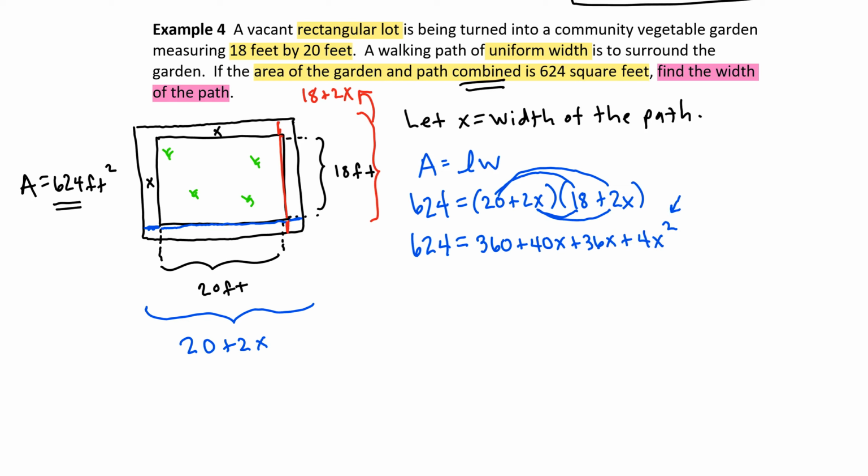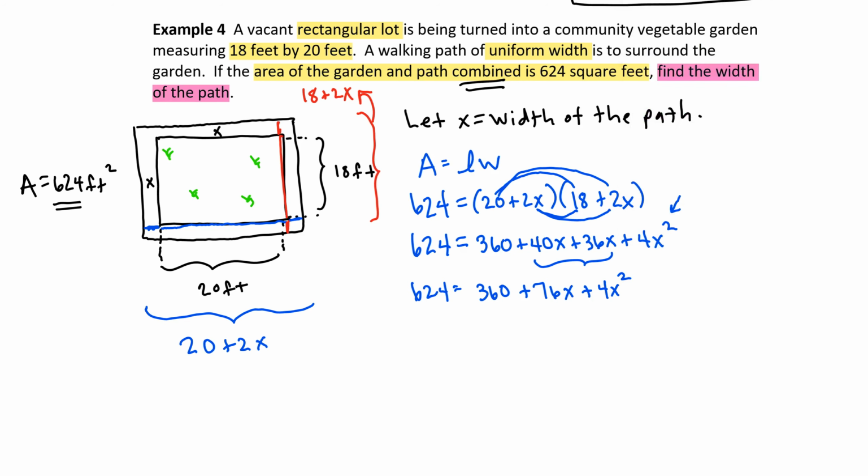Now, we can't use the square root property because we do have a linear term. So we'll probably want to either factor it or do the quadratic formula. And in that case, we need it equal to 0. So let's clean house a little bit. Let's combine our middle terms to get 76x. And then let's make sure that it's equal to 0.